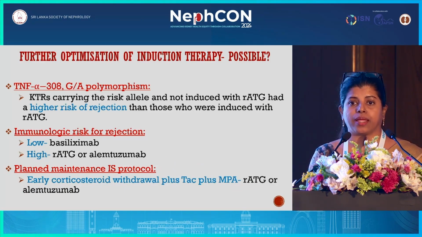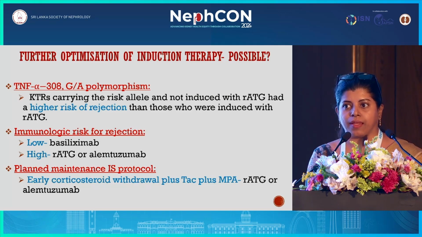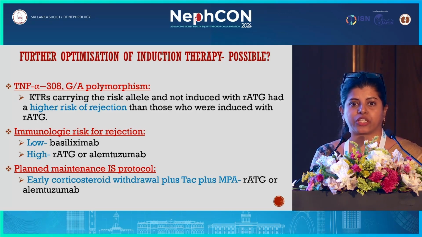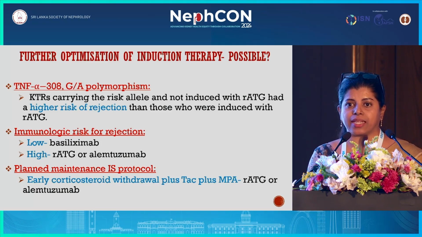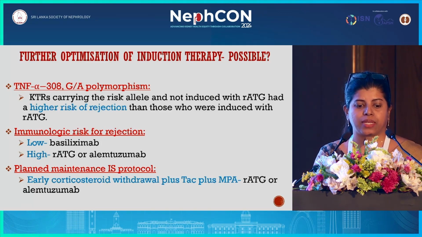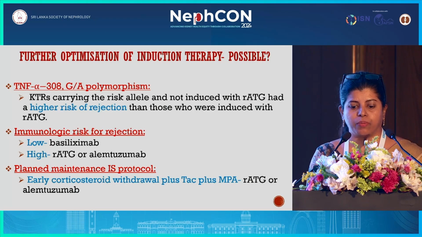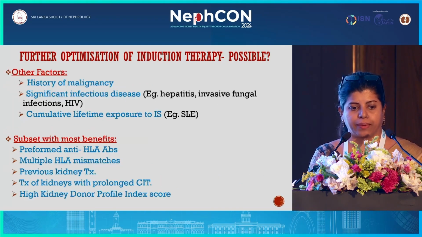It has been shown that if transplant recipients have a polymorphism in the TNF-alpha gene and they are not induced with rabbit ATG, they are at a higher risk of rejection. The choice of induction agent again depends on whether the recipient is of low or high immunological risk. The choice of induction agent also depends on the planned maintenance immunosuppression protocol. For example, if you're using tailored approaches like early corticosteroid withdrawal, it will be wiser to use a depleting protein.